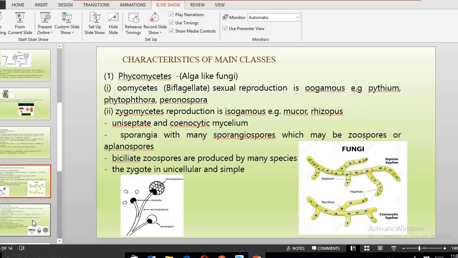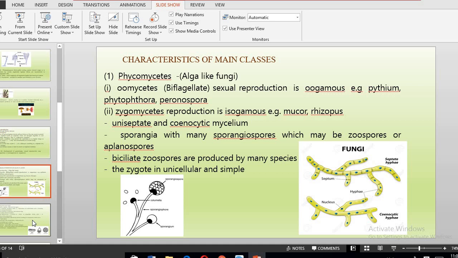Characteristics of the main classes. We'll start with the Phycomycetes, the alga-like fungi. Now in Phycomycetes we have the oomycetes and the zygomycetes. The oomycetes are biflagellate.